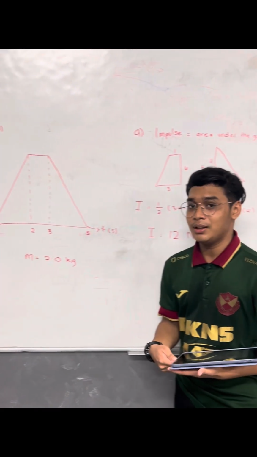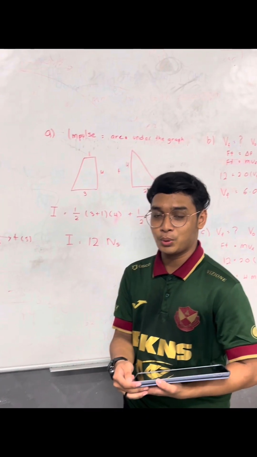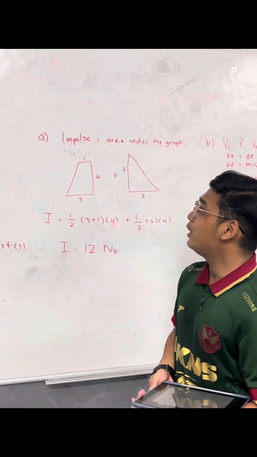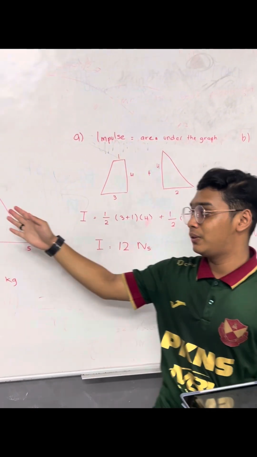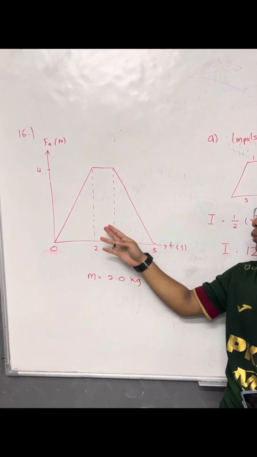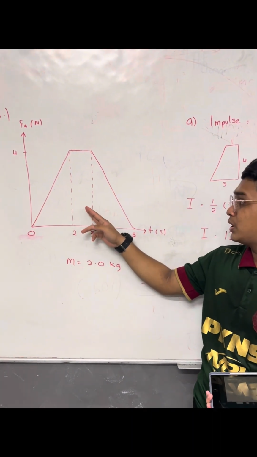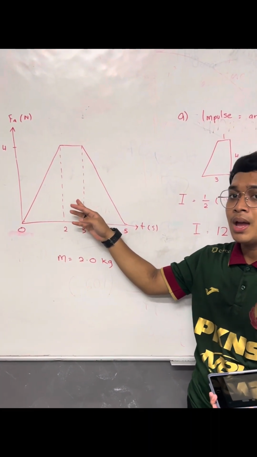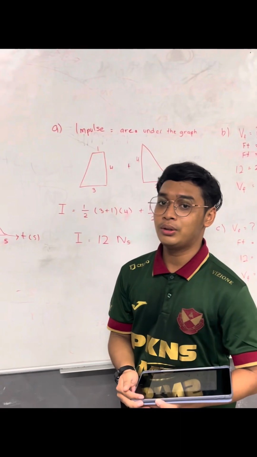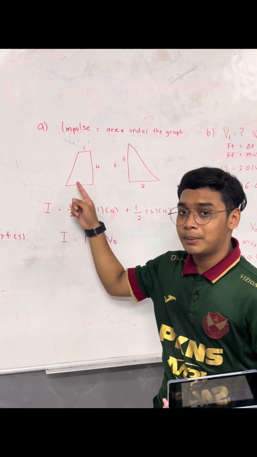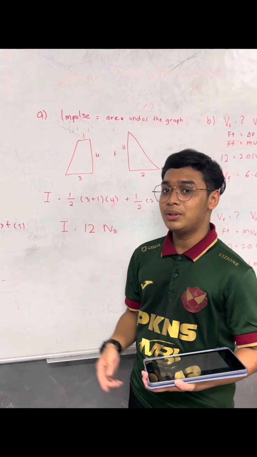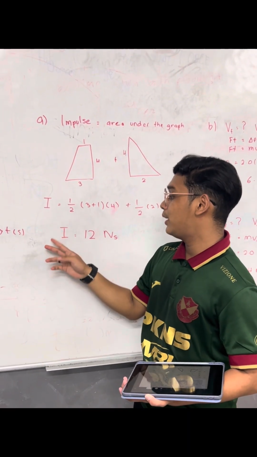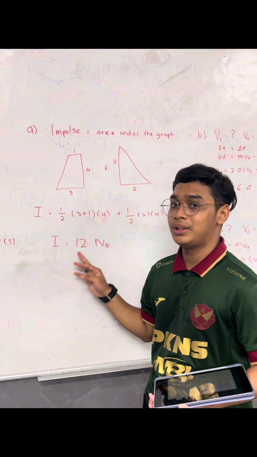So, as I said in the previous question, if we want to find the impulse, we need to find the area under the graph. If we look at the graph, we can divide it into two shapes, which is a trapezium and a triangle. So we need to find the area of the trapezium and the area of the triangle. So just substitute the values and we got the impulse is 12 Newton second.